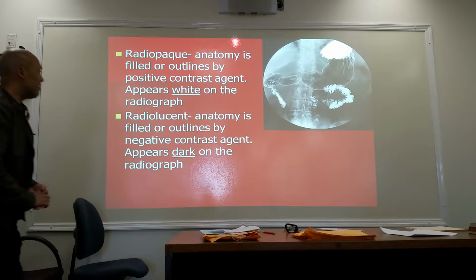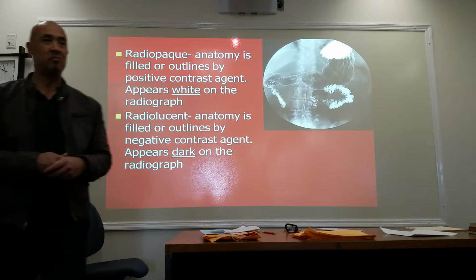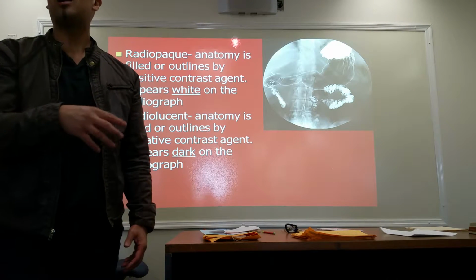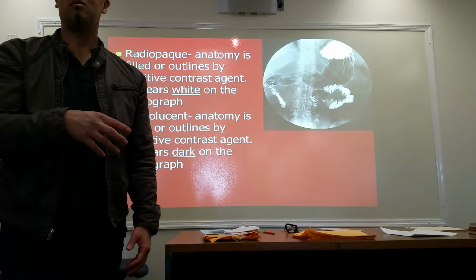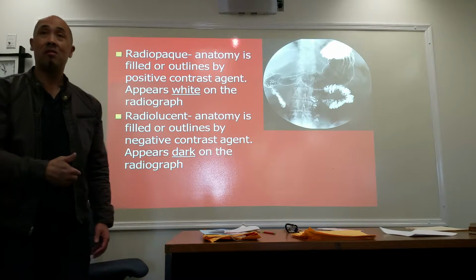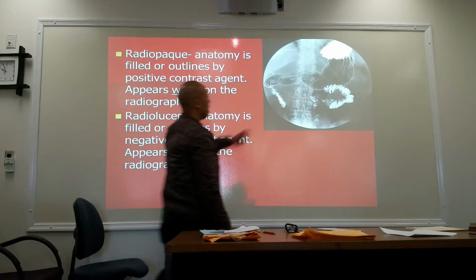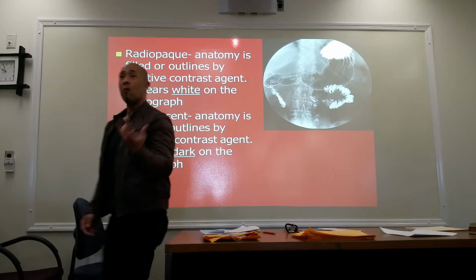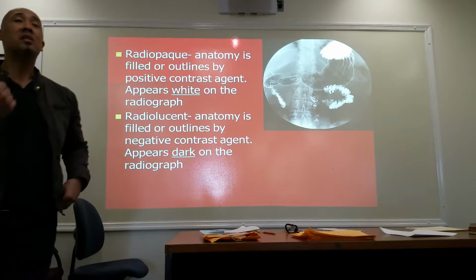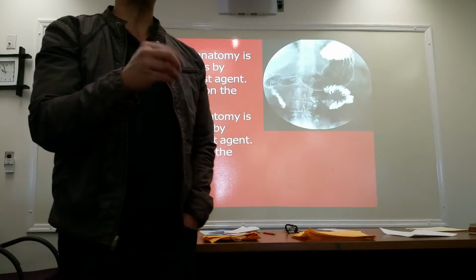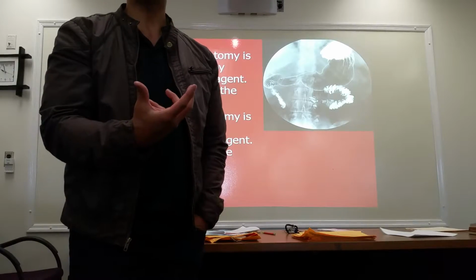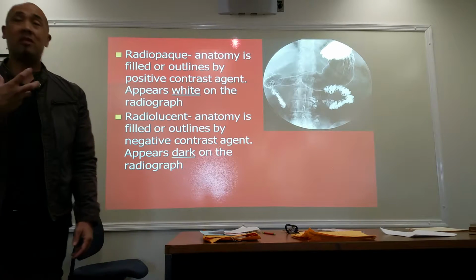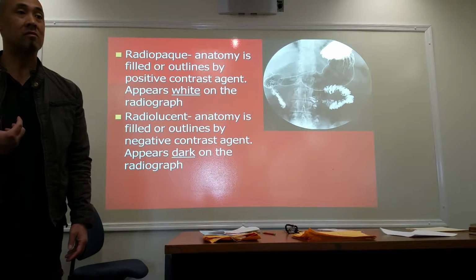Radiolucent is anatomy that is filled or outlined by a negative contrast agent. So in our field, we also use air as a type of contrast. When you look at air, it is negative, therefore it has the opposite effect. It's black. Okay? So that's the difference between opaque and radiolucent. What we're going to be talking about here is contrast agents that would opacify different anatomical structures.